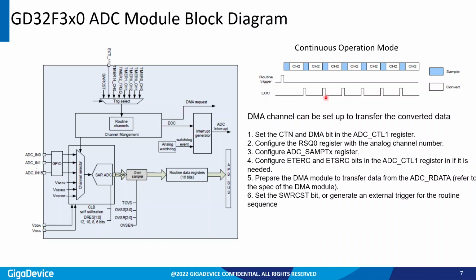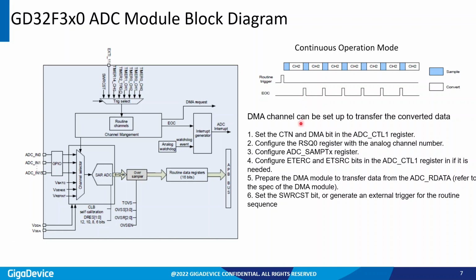There are 4 different modes of operation. Today we're going to use the continuous operation mode, but there's a single operation mode, a scan operation mode, and a discontinuous operation mode that are supported as well. You can see in the continuous operation mode that we have a single channel coming in here. We trigger the routine, and then as the conversion happens, there's an end of conversion bit that's produced. You can see you have a sample phase and then the conversion phase, and then the data is available after the conversion.